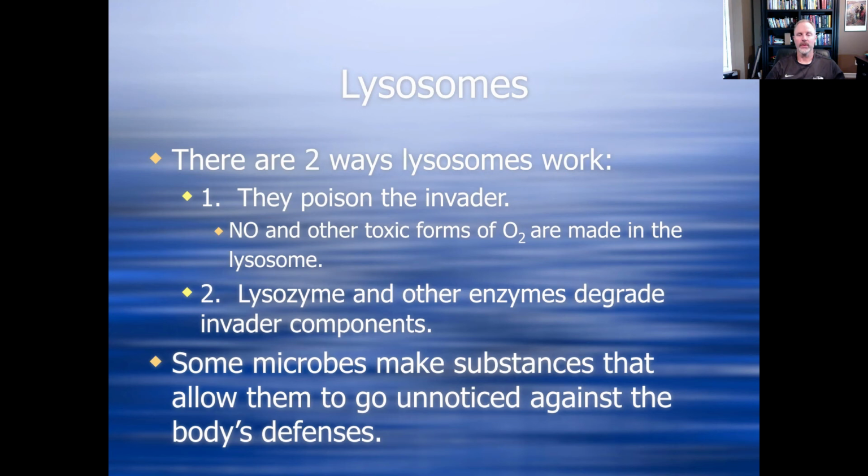So lysosomes, we said that these are essentially bags of enzymes, but they work by poisoning whatever it is that has come into the body. And they use toxic forms of oxygen like nitric oxide that are made in the lysosome. They also have enzymes, as we said, and they're working to degrade, break down, digest these invaders into their constituent parts, the proteins and such, that the body can then use to recognize other foreign invaders and get rid of it as a part of the acquired immune system.